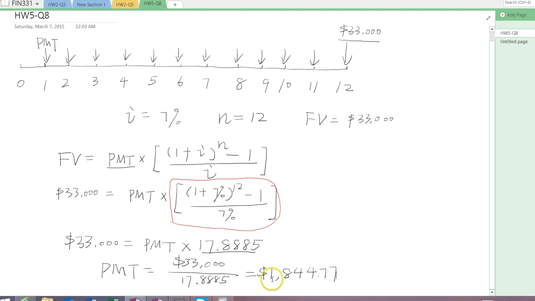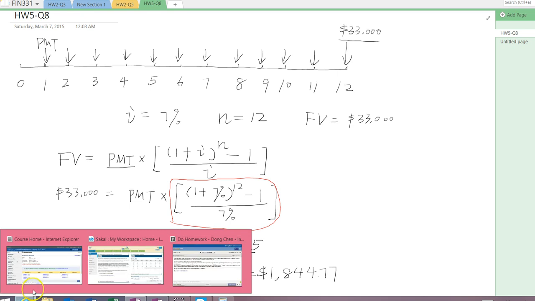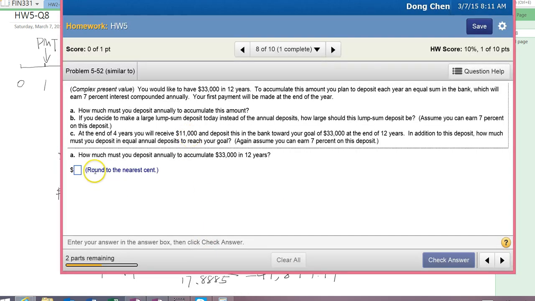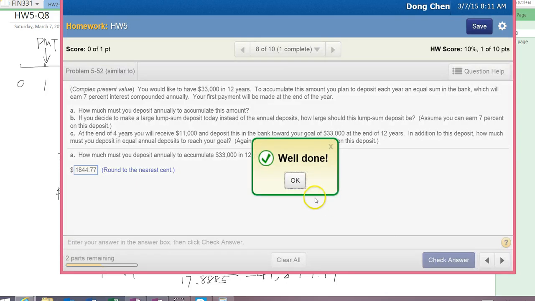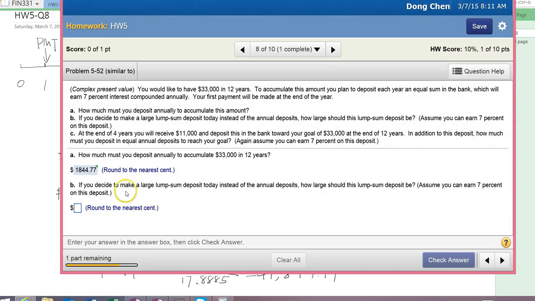So now let me plug this number back into my Math and Snap to see whether we got the right answer, 1844. So then check my answer. Yes, we're done. So let's continue.